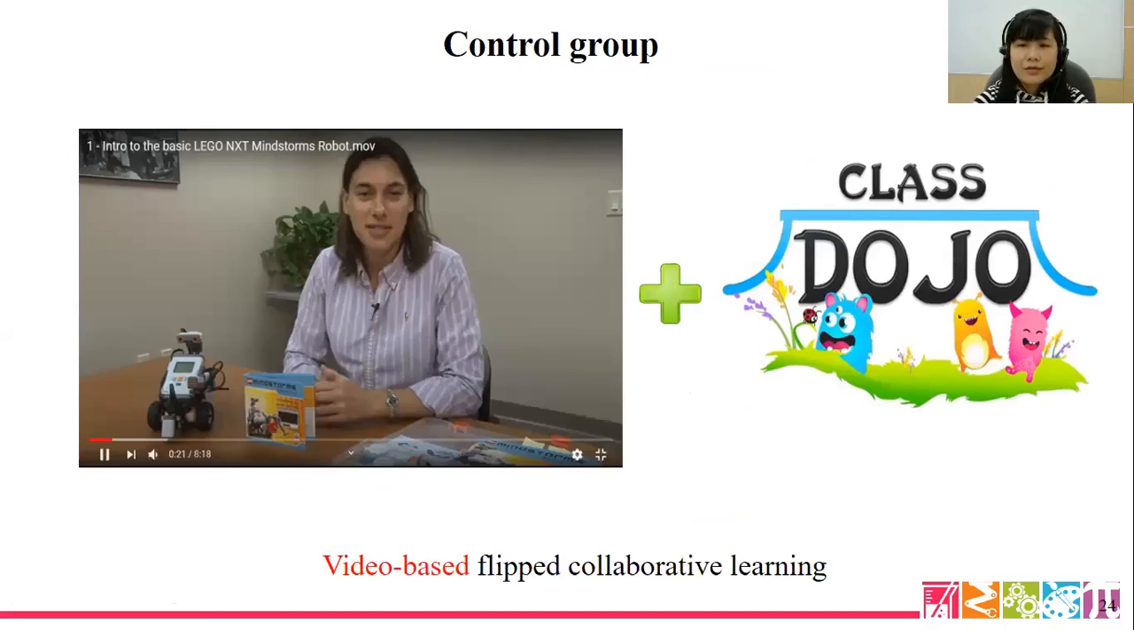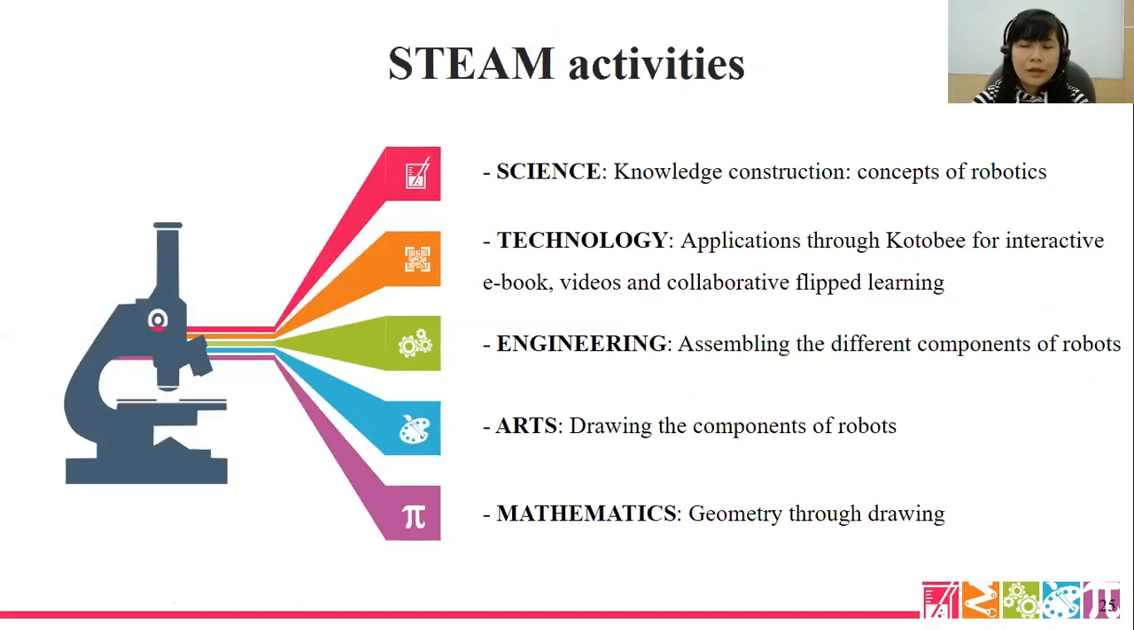In the class, the students also have the same activity as the experimental group. They will assemble the robot and draw. So in this study, we will investigate the student performance on STEAM, including science, technology, engineering, arts, and mathematics.